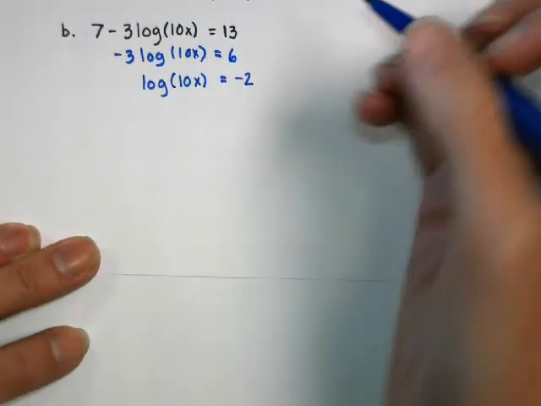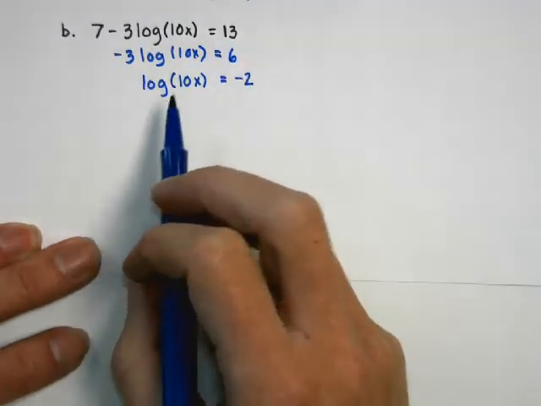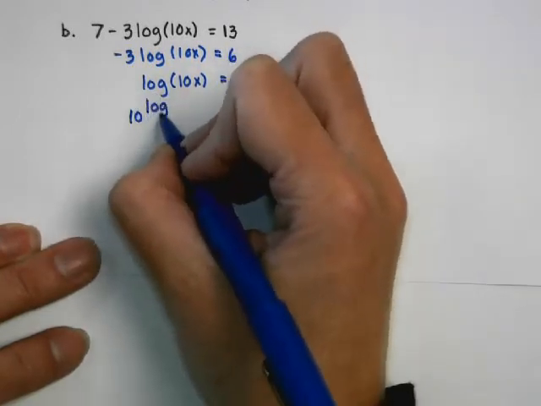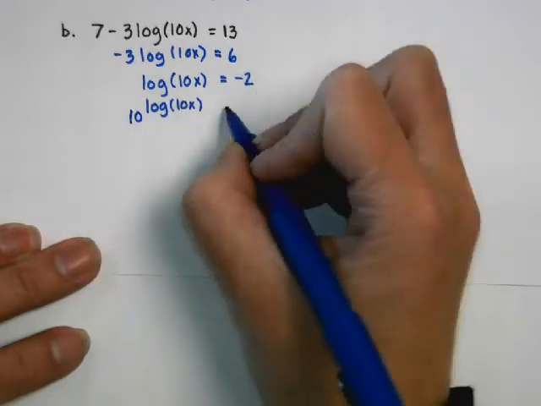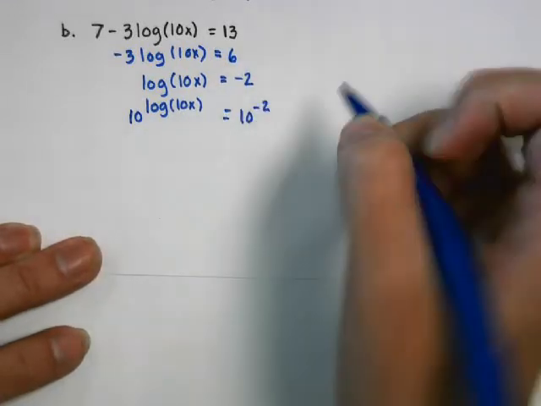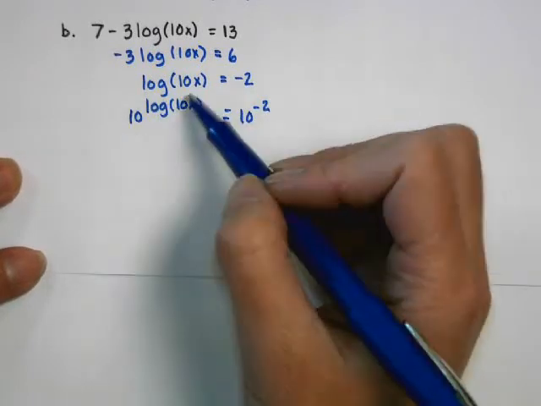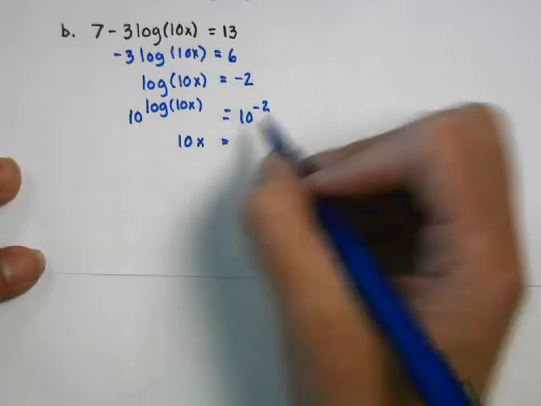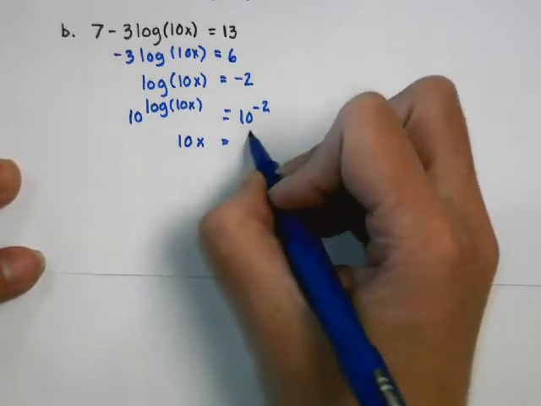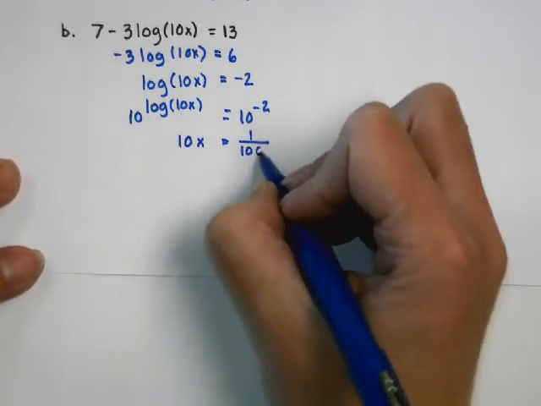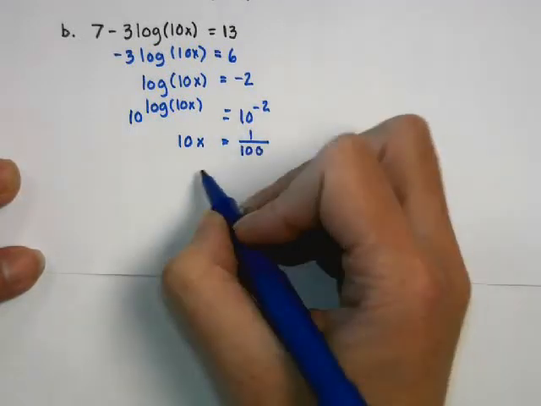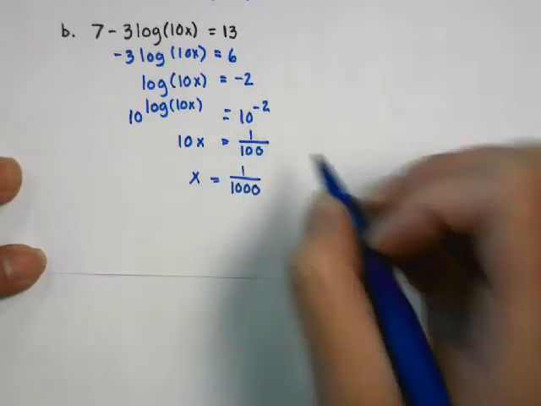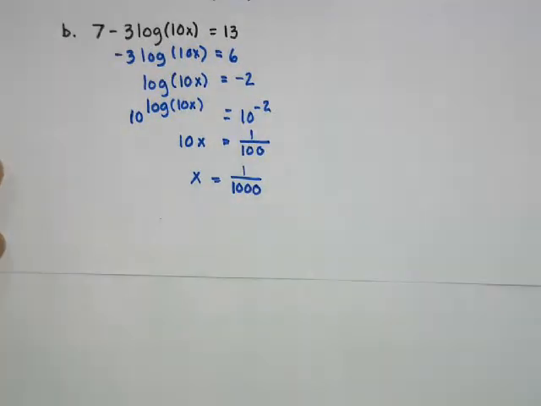So that's -2. Now that I have the logarithm by itself, I'm going to introduce a base, and the base I'm going to introduce here is 10. So 10 raised to the log 10x is going to equal 10 to the -2. On this side, that just eliminates the log, so we just have 10x. 10 to the -2 is 1 over 10 squared, which would be 1 over 100. And then I divide by 10, so x is going to be 1 over 1,000.